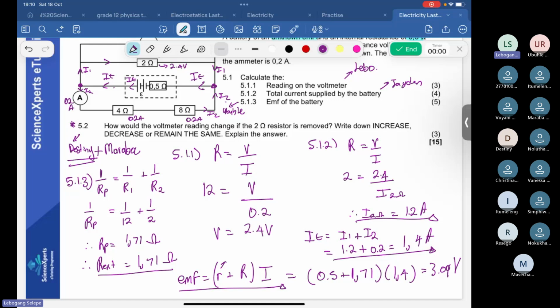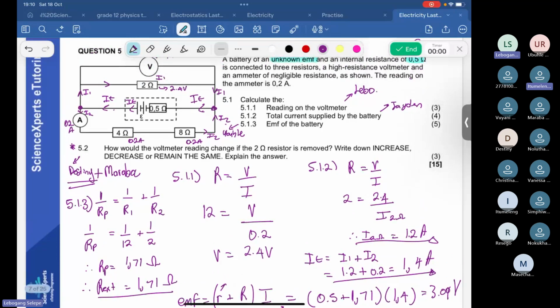So I said my V external is 2.4 because in a parallel circuit the voltage is the same throughout. So I didn't calculate the V external because I thought it's 2.4. Yes, the V external is 2.4. So then you calculated it. I calculated the V external because now I substituted my IR as 2.4.